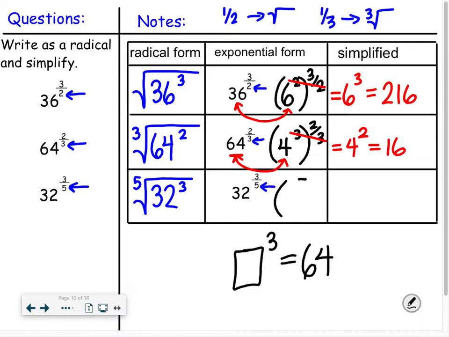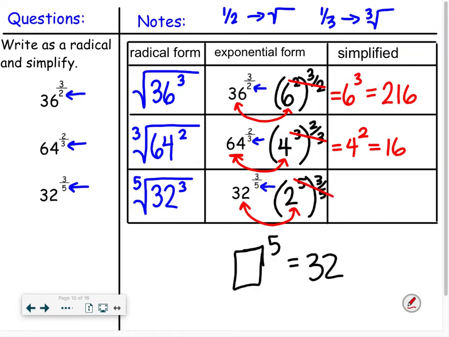32, I need to write as something to the 5th power. So, down here, I'm saying something to the 5th power has to equal 32. That number is 2. 32 is 2 to the 5th power. Cancel out my exponent, so now 2 to the 3rd power is 8. So that's taking something that's written in exponential form that looks really tricky, really confusing, and simplifying it.